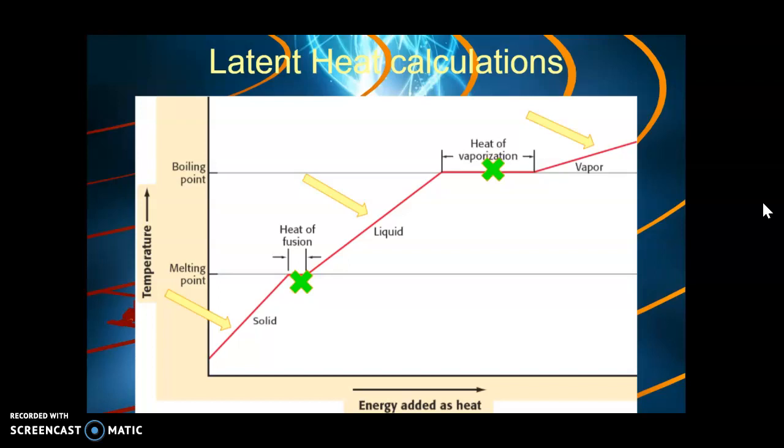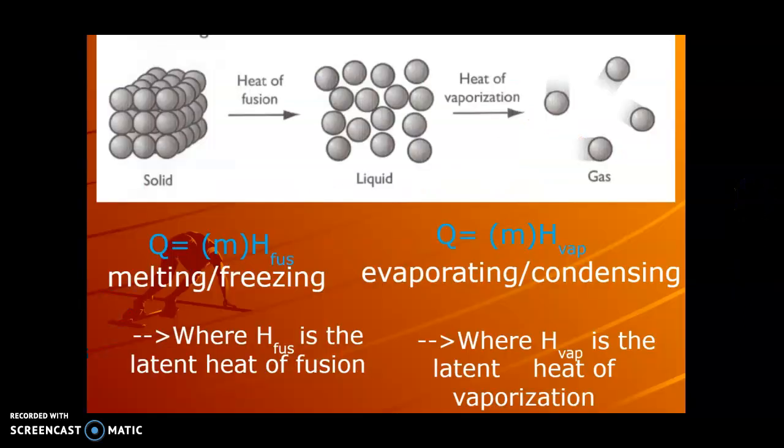Again, we're working in Q. We're working with problems where there's an energy change or a heat change, and in this video I'm going to be talking about the ones with the X's here, situations where you're involving a phase change. Not heating and cooling, but a phase change. So a phase change where you're melting, or freezing, or vaporizing, or condensing. Those are the kind of problems we're going to be working on today.